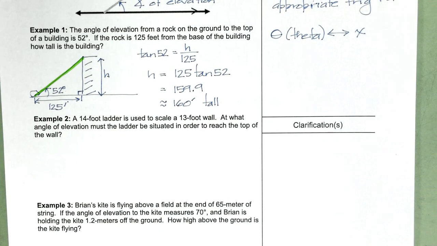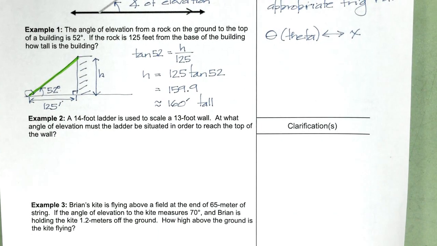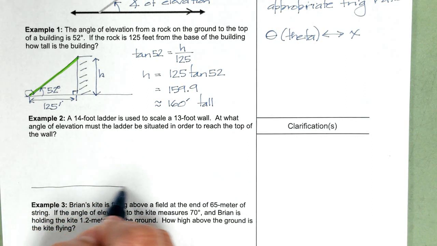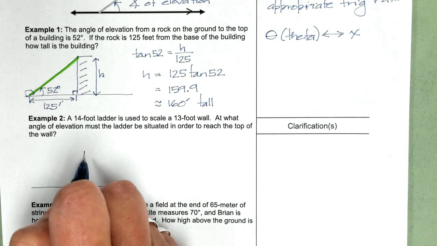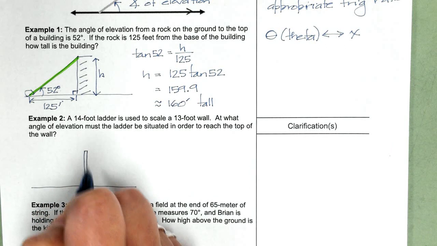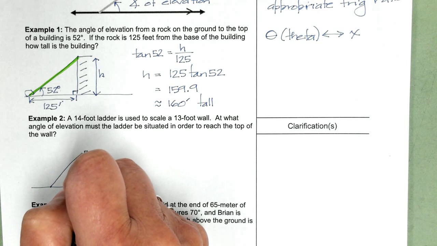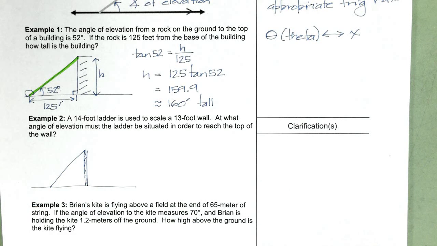Example 2, we have a 14-foot ladder used to scale a 13-foot wall. At what angle of elevation must the ladder be situated in order to reach the top of the wall? So again, we're going to start with a sketch. Here's the ground. Here's the wall. And we're going to prop a ladder so it reaches the top of the wall.